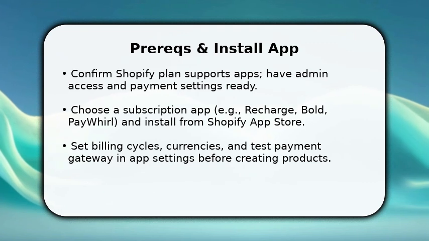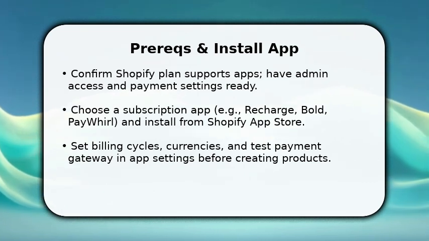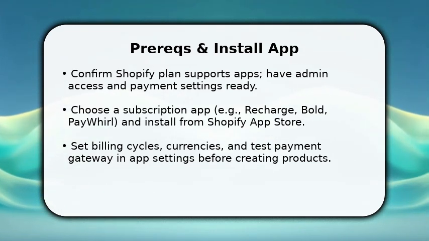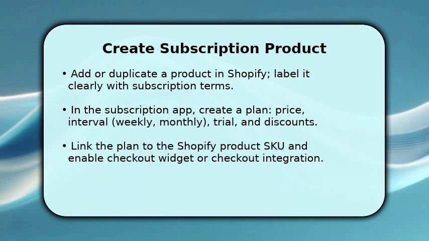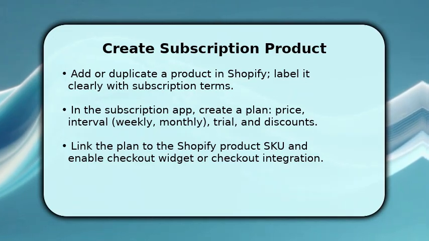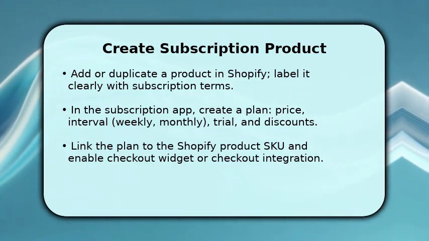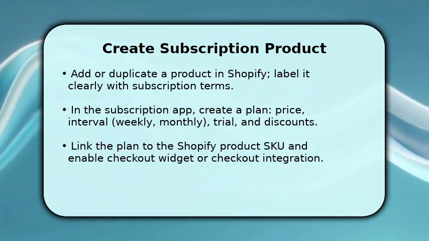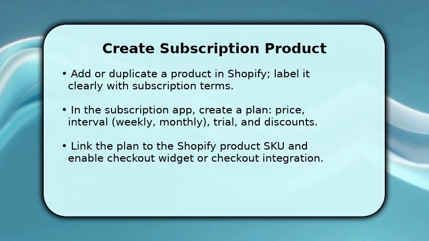You now create the subscription offering by adding or duplicating a product in Shopify and giving it a clear subscription title. Next, inside the subscription app, make a plan. Set the monthly price, interval, trial length if any, and any recurring discounts. This defines how customers are billed.